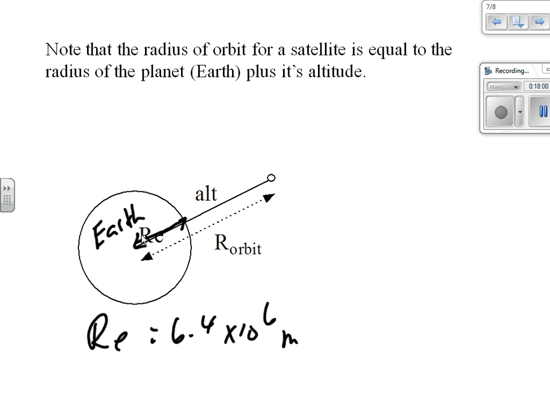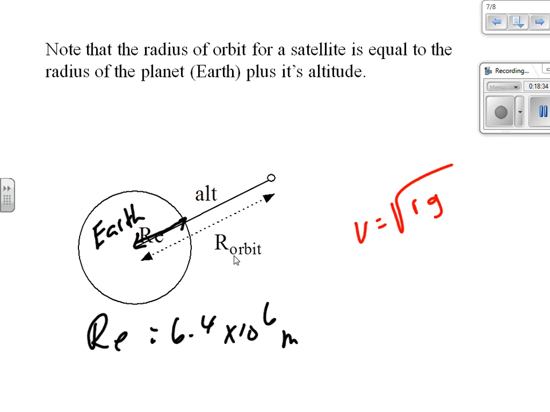So this is RE. The radius of the Earth is 6.4 times 10 to the 6. Then there's the altitude. The altitude is how high the satellite is above the surface of the Earth. And the total is my radius of orbit. That's the one you have to use when you're using V equals the square root of RG. You can't use altitude for radius because the radius is how far it is from the center of the Earth. You have to add the altitude and that 6.4 number.